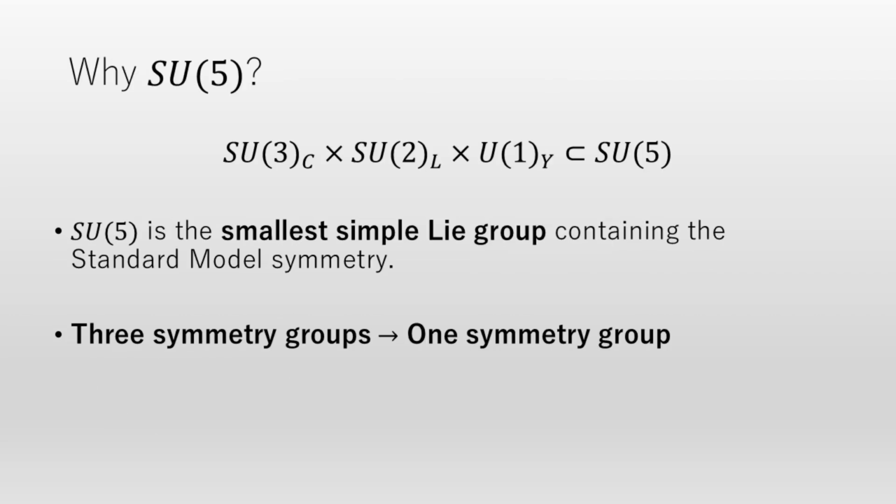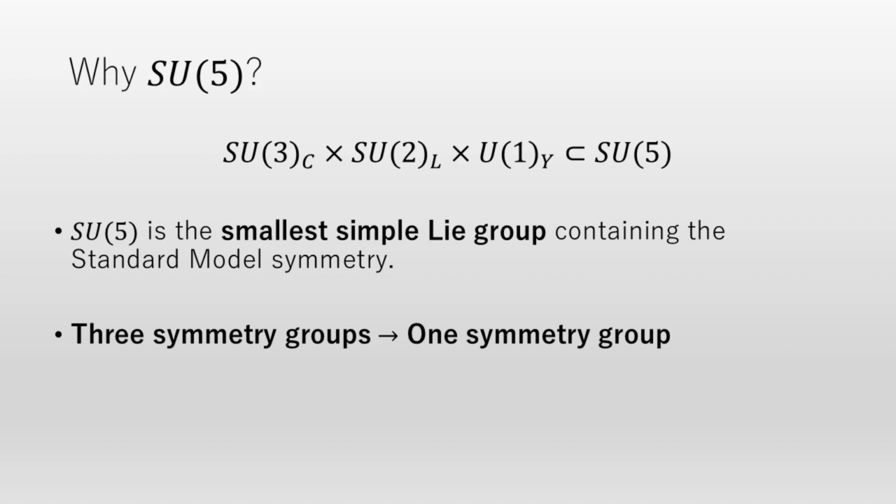A natural question is whether these 3 separate symmetries can be understood as parts of a larger symmetry. Historically, unification has often revealed deeper structures in physics. Maxwell unified electricity and magnetism into electromagnetism, and later the electromagnetic and weak interactions were combined into the electroweak theory.